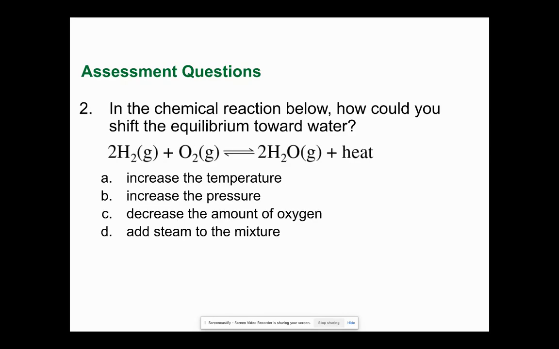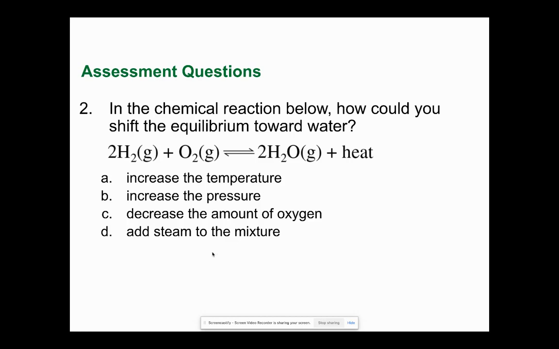Here's the next one. Now this is an important one. I believe this one is actually on the reading guide. In a chemical reaction, how could you shift the equilibrium towards water? In other words, how can we make this more of a forward reaction? We're going to make water. We could increase the temperature. We could increase the pressure, decrease the amount of oxygen, add steam to the mixture.